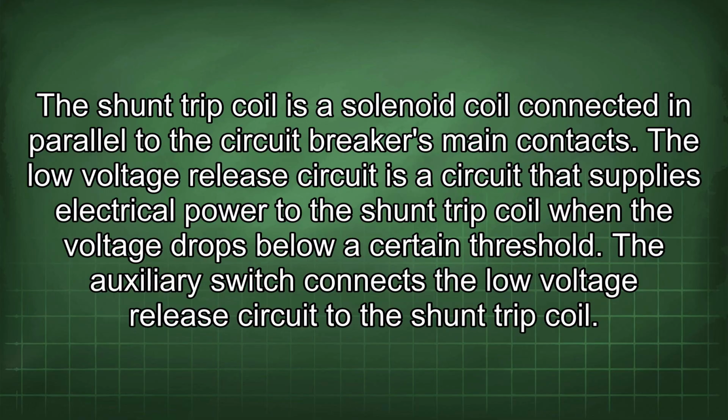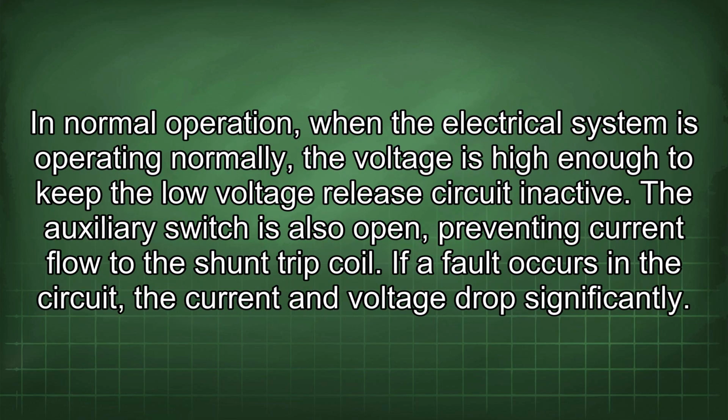The low voltage release circuit is a circuit that supplies electrical power to the shunt trip coil when the voltage drops below a certain threshold. The auxiliary switch connects the low voltage release circuit to the shunt trip coil. In normal operation, when the electrical system is operating normally, the voltage is high enough to keep the low voltage release circuit inactive. The auxiliary switch is also open, preventing current flow to the shunt trip coil.